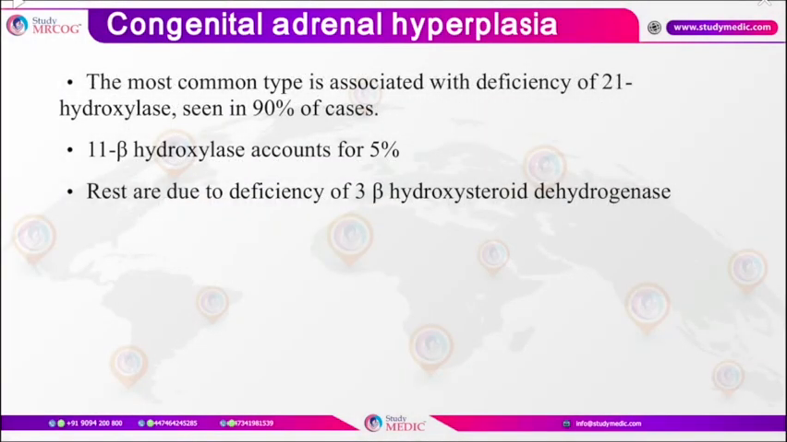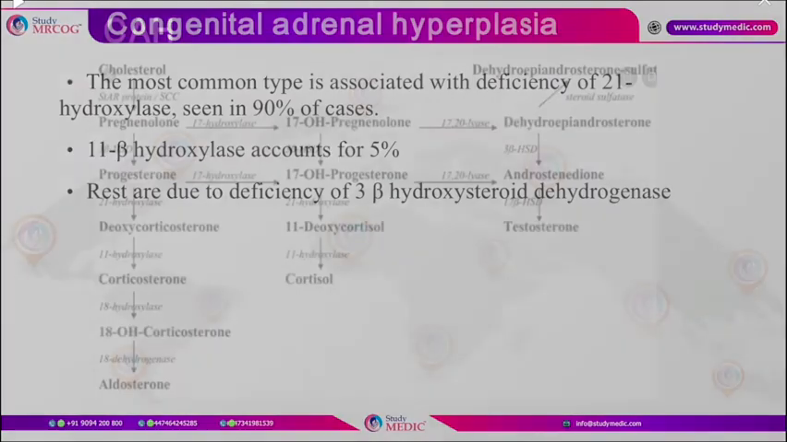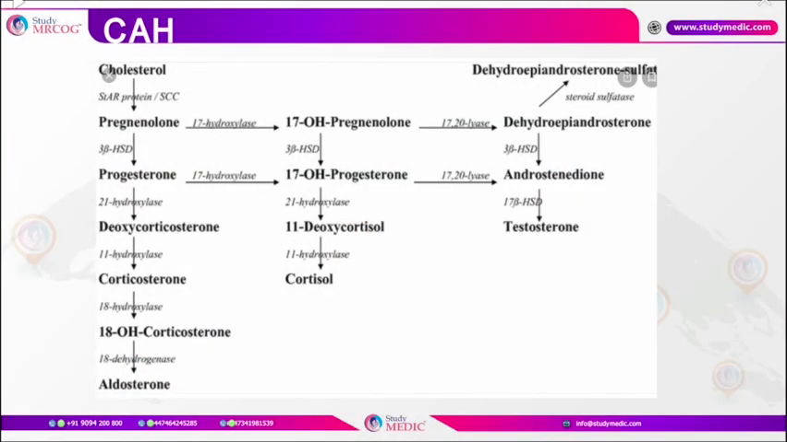The most common type is associated with deficiency of 21 hydroxylase, which is seen in 90% of the cases. In 5% of the cases, you could see 11 beta hydroxylase deficiency, and the rest are due to 3 beta hydroxysteroid dehydrogenase deficiency. This is a very important cascade in congenital adrenal hyperplasia, but believe me, for your MRCOG examination, it's not mandatory for you to understand or memorize this cascade.